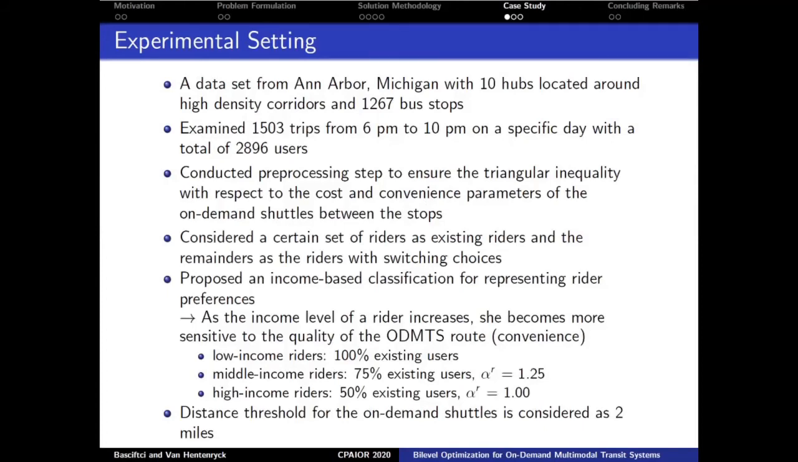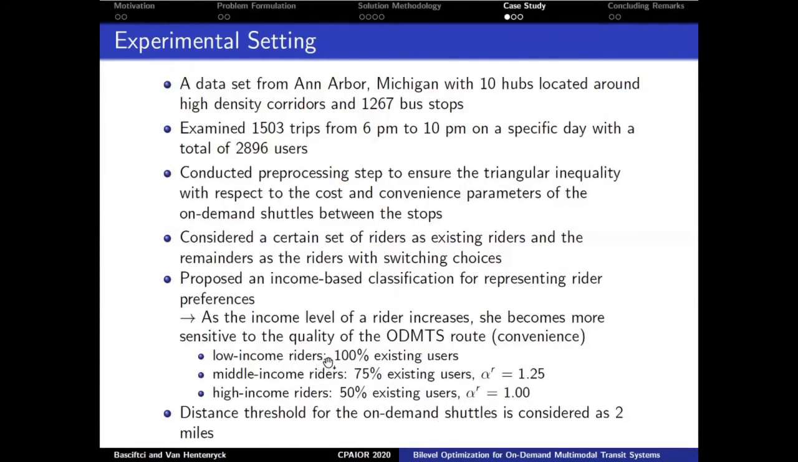Then we considered a certain set of riders as existing riders and the remainder as the riders with switching choices, and we propose an income-based classification for representing rider preferences. In particular, as the income level of a rider increases, she becomes more sensitive to the quality of the system. So for the high income riders, for instance, this alpha R value is set to a smaller one. However, for the middle income, it's a bit higher. And for low income, for instance, we assume that they are less sensitive.